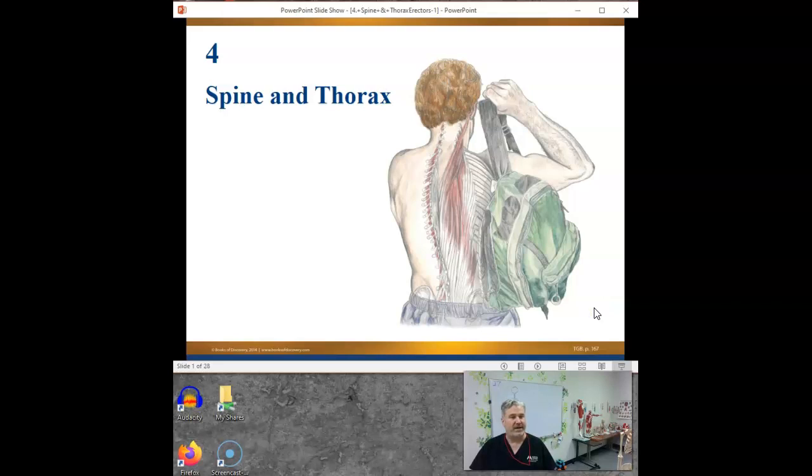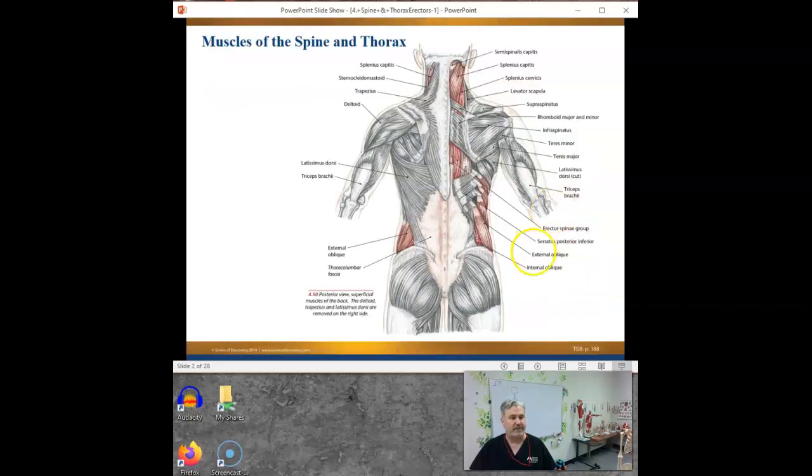Okay, spine and thorax. So we're going to have to start getting very cognizant of layers of back muscles. We have studied some of these more top layers. We've studied the latissimus dorsi. We've studied the trapezius. We've studied the rhomboids, which are underneath the trapezius on the right there. And we've studied a lot of the rotator cuff muscles, which are kind of underneath the trapezius and underneath the deltoids. We are going deeper than that.